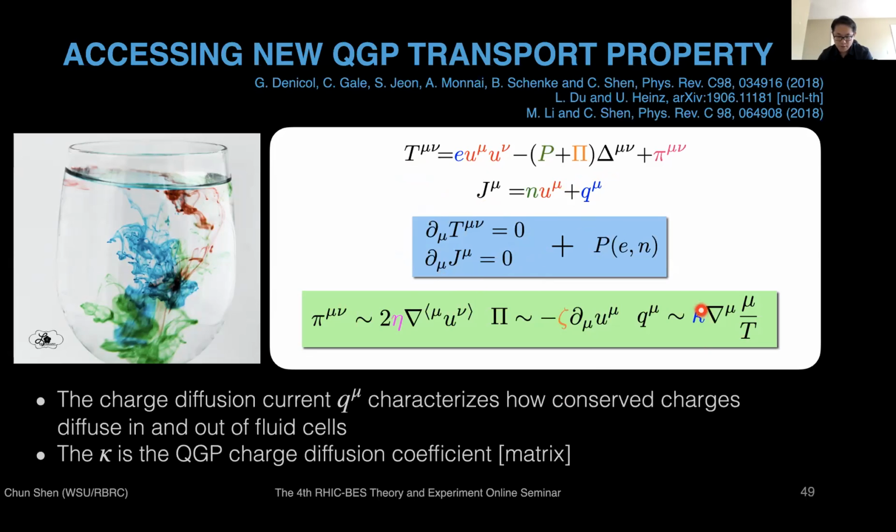It has a transport property associated with these currents, which is kappa, the charge diffusion coefficient. If you have multiple charges, then you will have a matrix, which also tells you that there's a mixture between different flavors of charge that can diffuse into each other. This is more or less illustrated by this cartoon, such that you can think about conserved charges as different colors of ink inside this quark-gluon plasma, and you want to study how they diffuse in this glass of water.